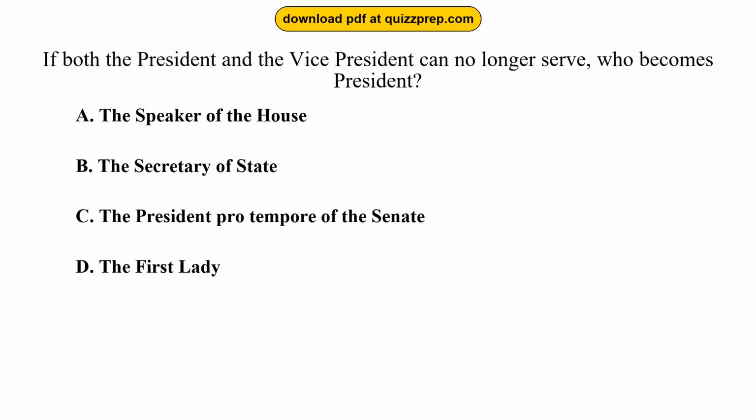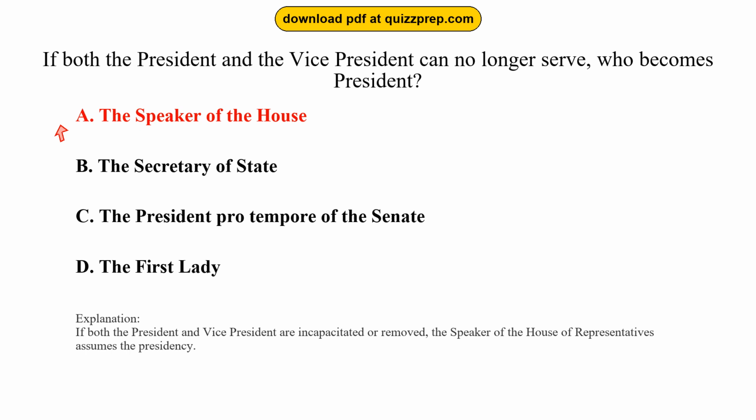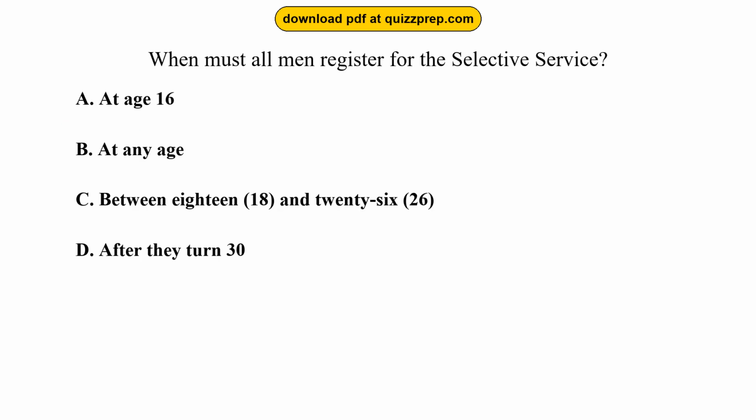Question 95. If both the President and the Vice President can no longer serve, who becomes President? Option A, the Speaker of the House. Option B, the Secretary of State. Option C, the President pro tempore of the Senate. Option D, the First Lady. The correct answer is option A, the Speaker of the House. If both the President and Vice President are incapacitated or removed, the Speaker of the House of Representatives assumes the presidency. Question 96.